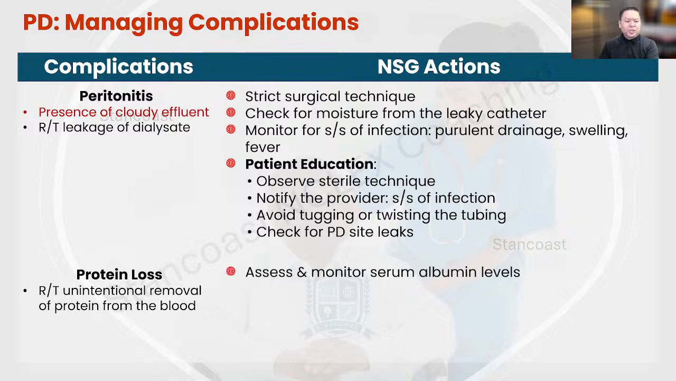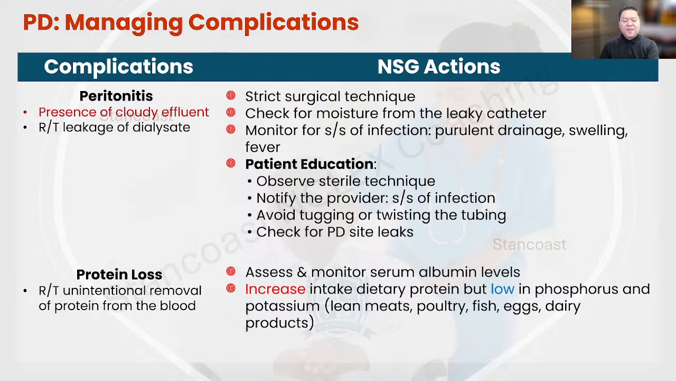Now, we have to encourage the patient to stick to their diet, especially the renal diet, and I'm talking about a diet that is high in dietary protein but low in phosphorus and potassium. These are the food items that will be high in dietary protein: lean meats, poultry, fish, eggs, and dairy products. Okay? These are the better options so that the patient will prevent any kind of elevation in their phosphorus and potassium levels.